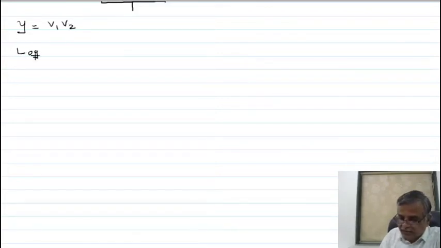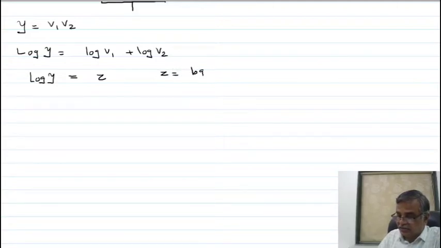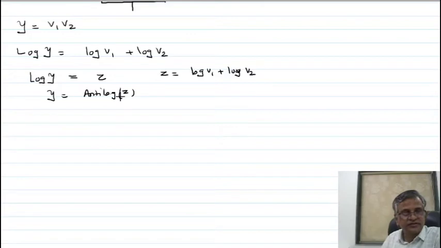If I take the log on both sides, let me say this is log Y, this is your Z. Z is nothing but the sum of the log of the two signals. So here I can write Y is equal to anti-log of this.